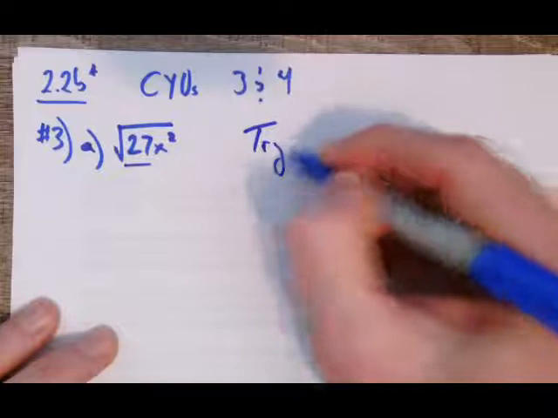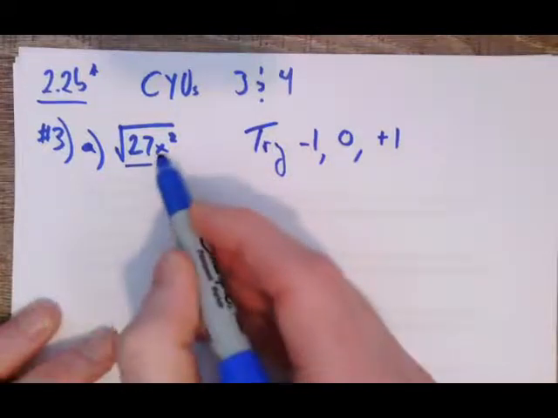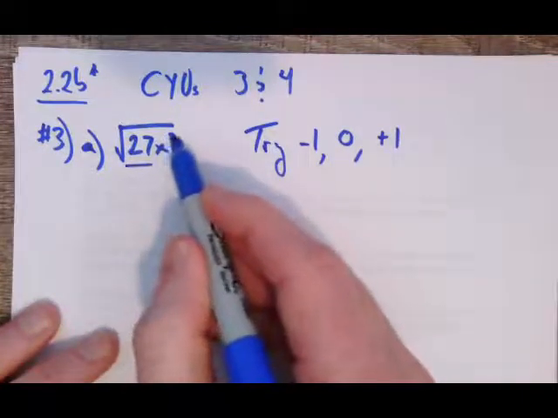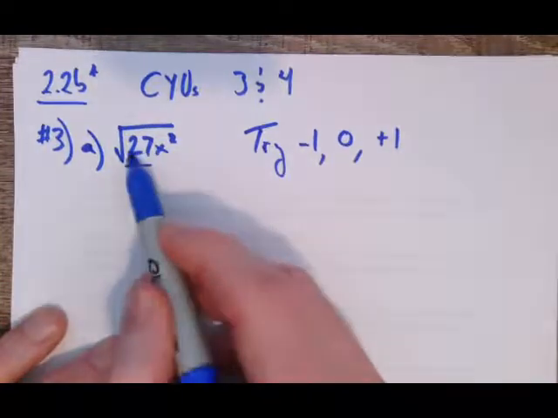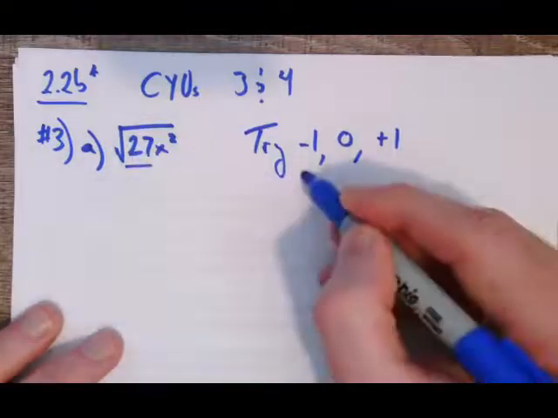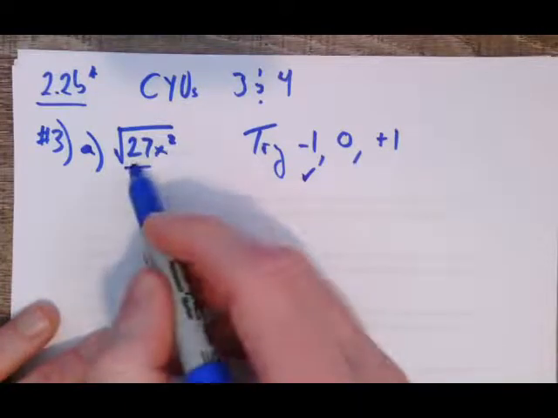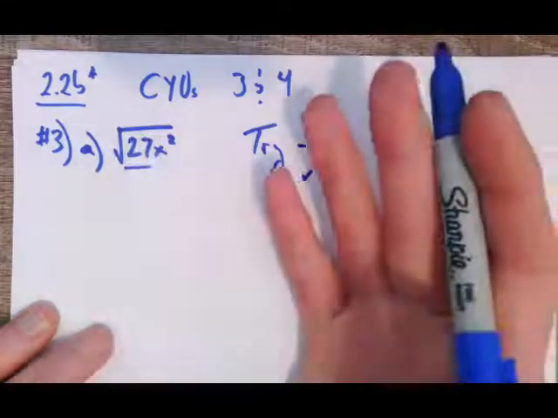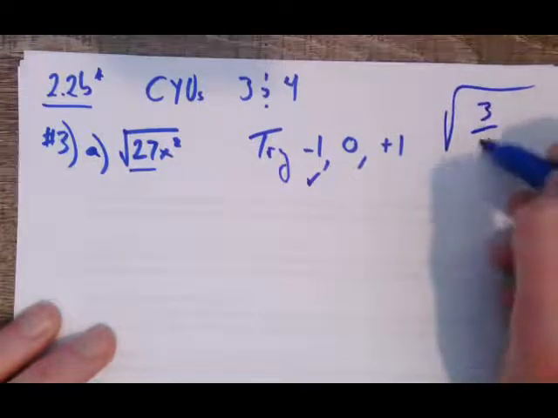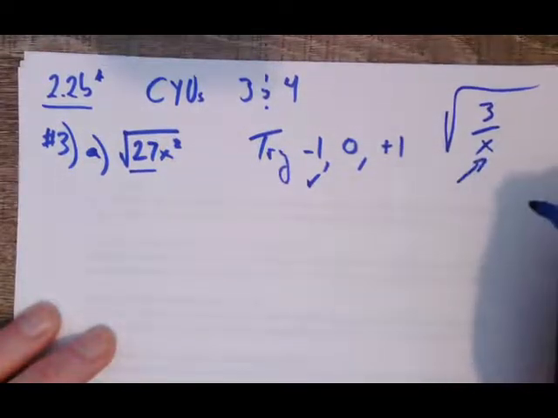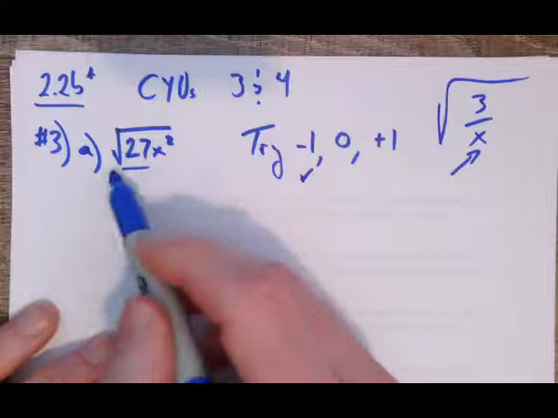Maybe I'll just write it like this. Try -1, 0, +1. When this is x squared, if we put in -1 in there, -1 times -1 is +1. 27 times +1, positive number. That works. 0 squared is 0. 0 times 27 is 0. The root of 0, 0. No problem. That's okay. The only time that you would have an issue with that is if you had like a root of 3 over x or whatever. Then it can't be 0. +1, 1 squared is 1. It's positive under there. You're good.